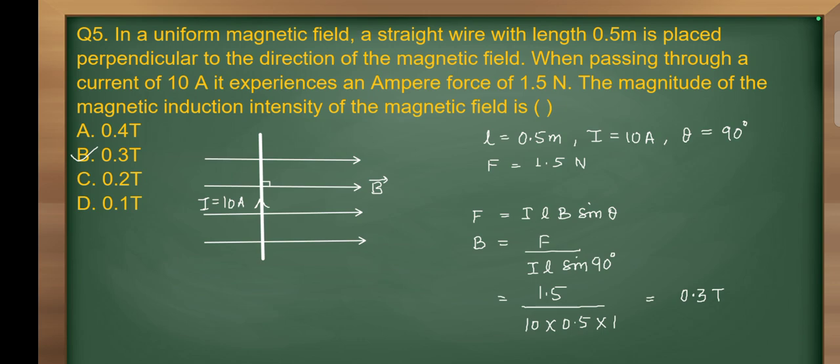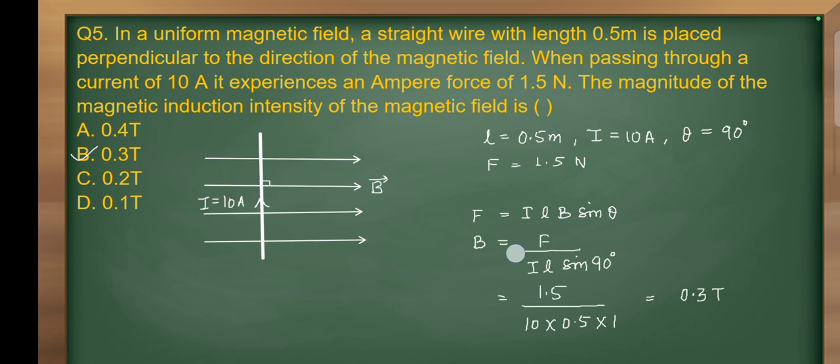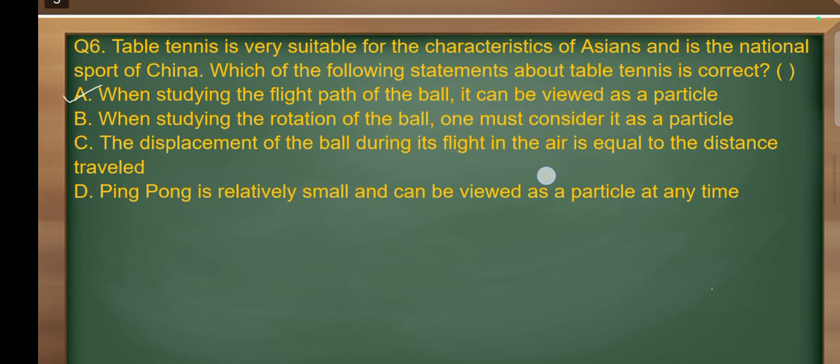So we will solve this and we will get 0.3 Tesla. So option B is correct. Now we will move to question number 6.